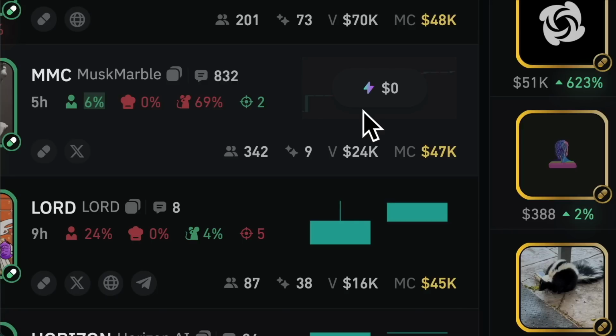And that's why I don't use Photon at all anymore. I use primarily BullX, and I advise you do the same because it just gives you that much more of an edge, that much more information when it comes to trading meme coins.